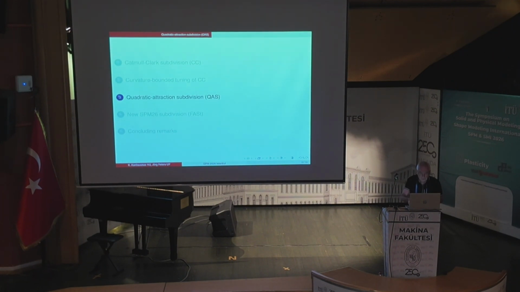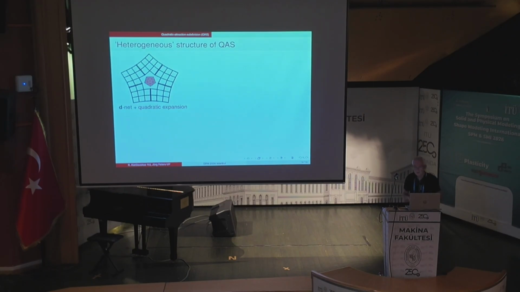Now we turn to the new quadratic-attracted subdivision. It was introduced also at the SPM conference 3 years ago in Genova. And what is really new is that it already has two components, the so-called black DNet, which looks like a net as before, but at the center you see what we call the attractive quadratic refinement.